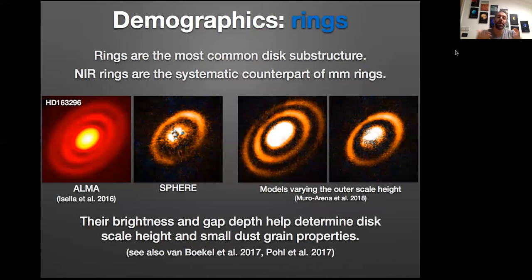Then we have the rings, which are the most common features that we have from ALMA and from SPHERE. When we have rings in ALMA, most of the time we have rings in SPHERE, but their morphology clearly looks different. In particular, some outer rings visible from ALMA may not be seen in our SPHERE images because of the relative height, probably, of these rings at different radii in the disk. So this is telling us a lot about the flaring angle, the disk opening angle of these disks.